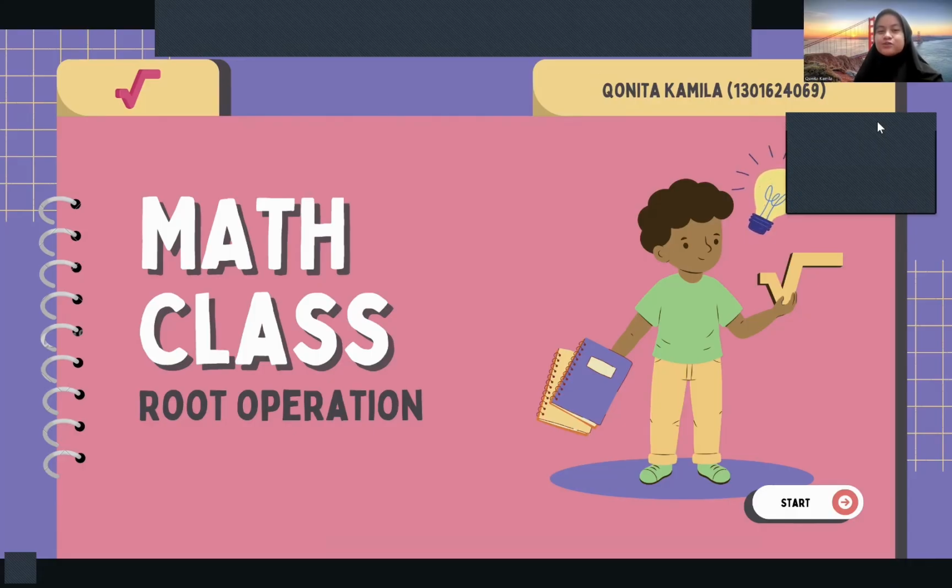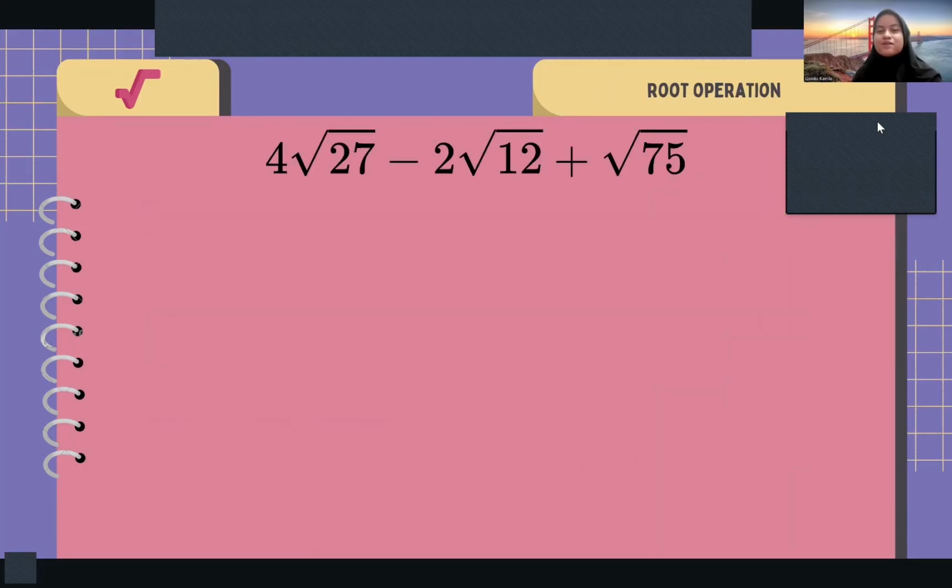Today we're diving into the world of roots, those sneaky little square root symbols, and we're going to rescue a confusing looking expression with me, Miss Qonita. Our mission today, should we choose to accept it, is to simplify this monster. So, 4 times the square root of 27 minus 2 times the square root of 12 plus the square root of 75. Wow, looks like a lot of work, right?